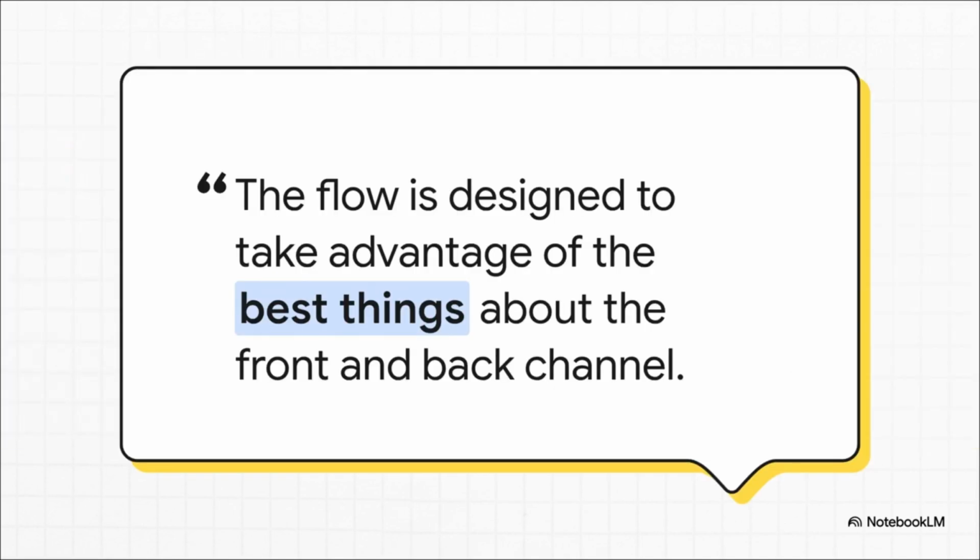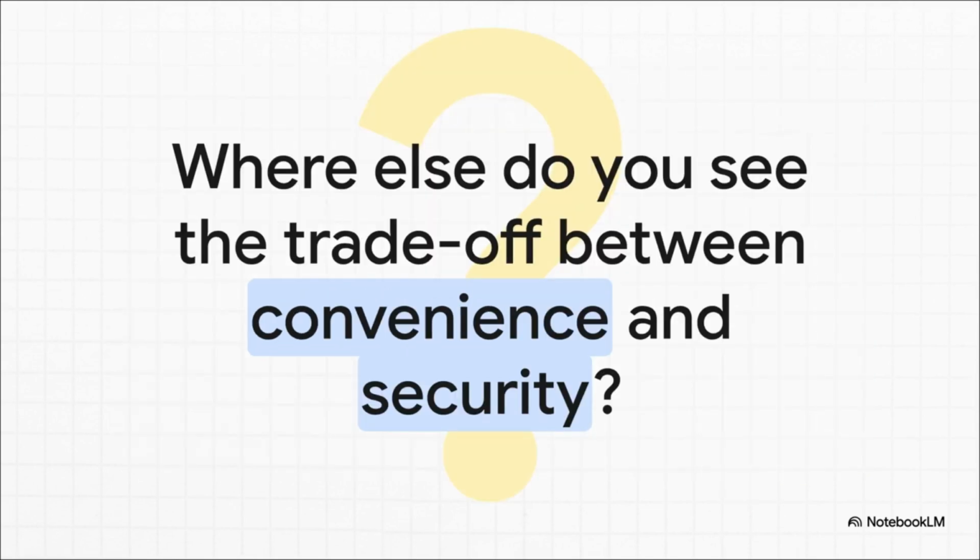At the end of the day, it's just an incredibly elegant design. The flow is built to take advantage of what the front channel is good for, interacting with you, the user, and what the back channel is good for, which is passing sensitive credentials around in a way that's highly, highly secure. So the next time you click Log in with Google, you'll know all about this clever and secure dance that's happening just out of sight. And it makes you wonder, doesn't it? Now that you can see this elegant solution, this careful balance between front-facing convenience and back-channel security, where else in our digital lives do you see this exact same trade-off happening?